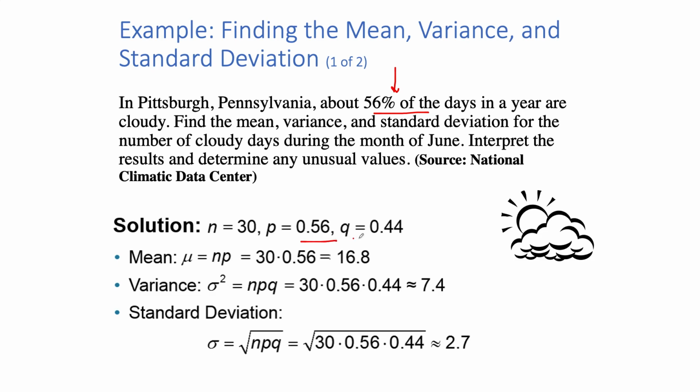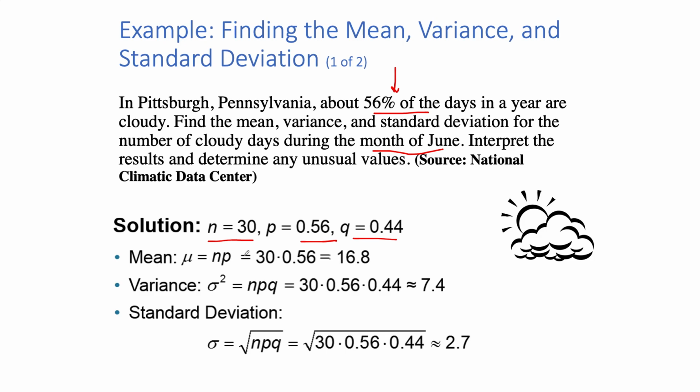If I know P and know Q, the probability that it's not cloudy is 0.44. 1 minus 0.56 is 0.44, right? So we want to find the mean, variance, and standard deviation for the number of cloudy days during the month of June. Okay, so let's look at this month of June. It has 30 days, so I'm going to observe the weather on 30 different days. So n here being equal to 30 tells me the number of trials I'm going to observe, right?